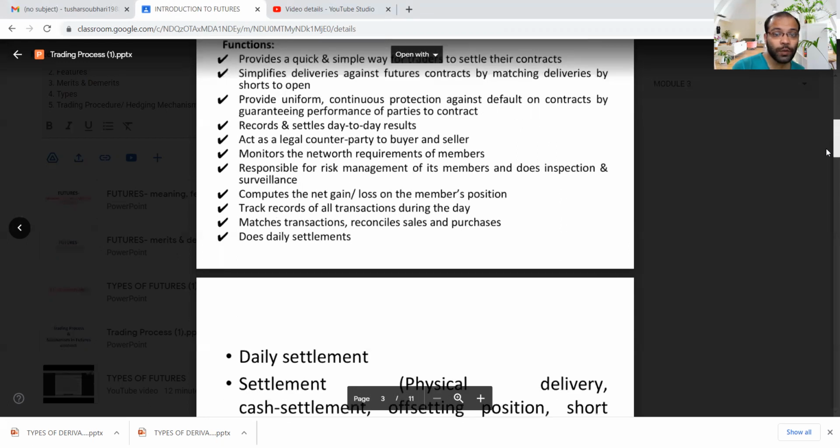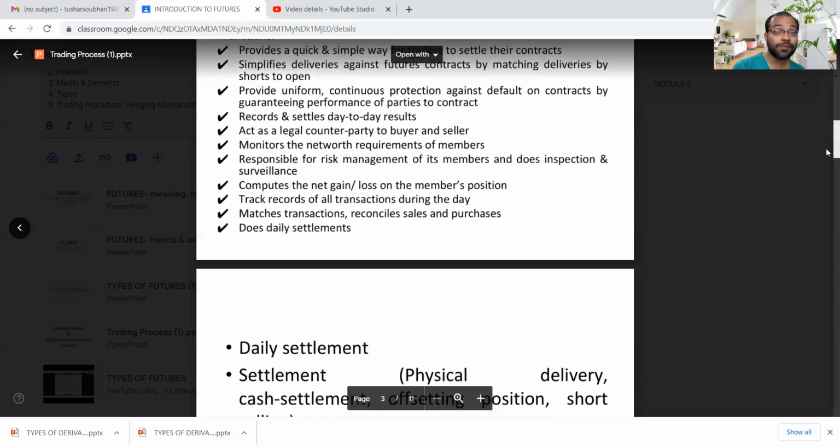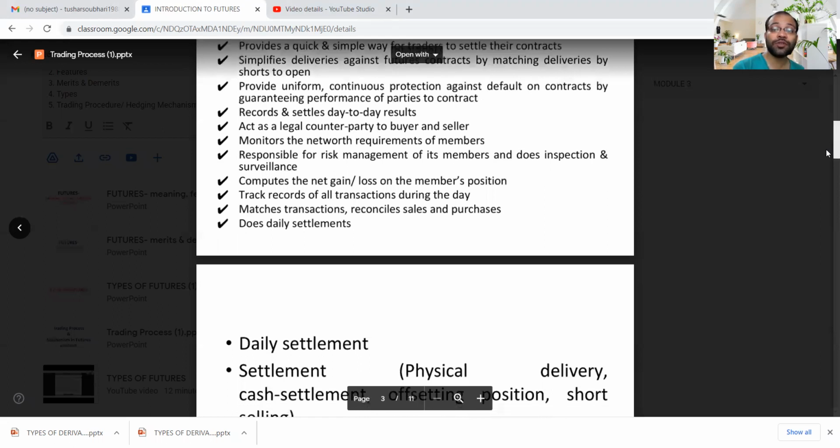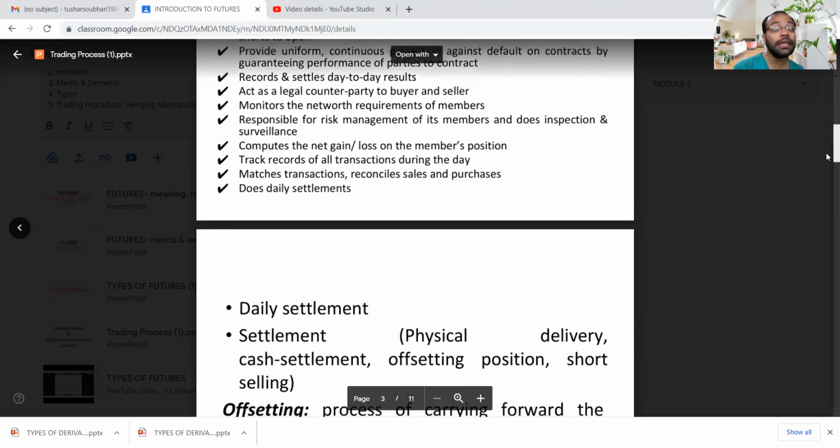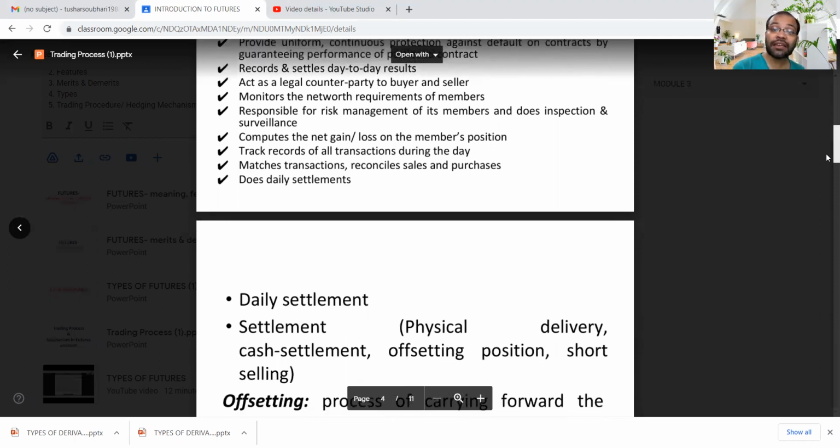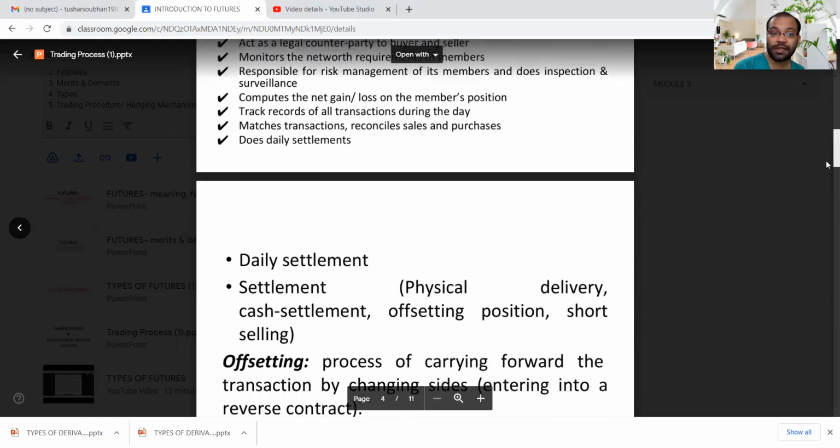Then monitoring the net worth requirements of the members, taking responsibility for the risk management of its members and doing inspection and surveillance accordingly, computing the net gain and loss on the members' positions, be it the long position or the short position, buy or sell. Then tracking the records of all the transactions during the day, matching the transactions, reconciling the sales and purchases accordingly, doing the daily settlements and so on.